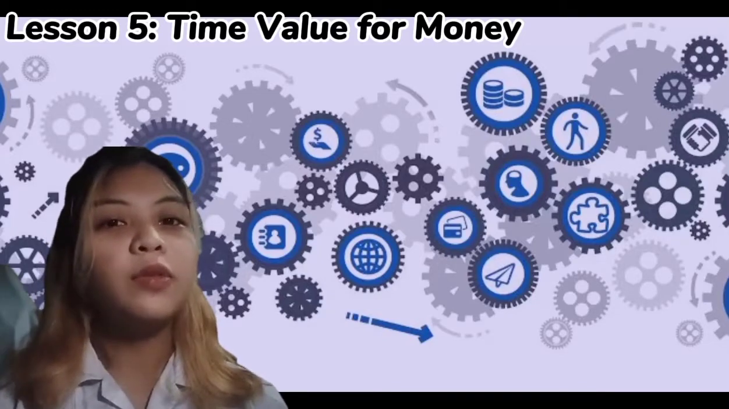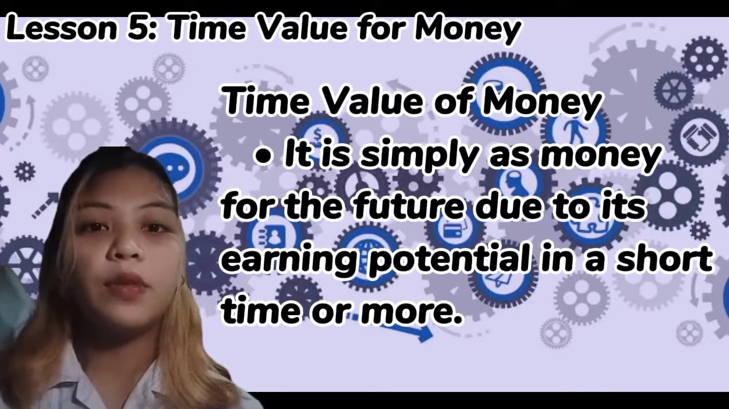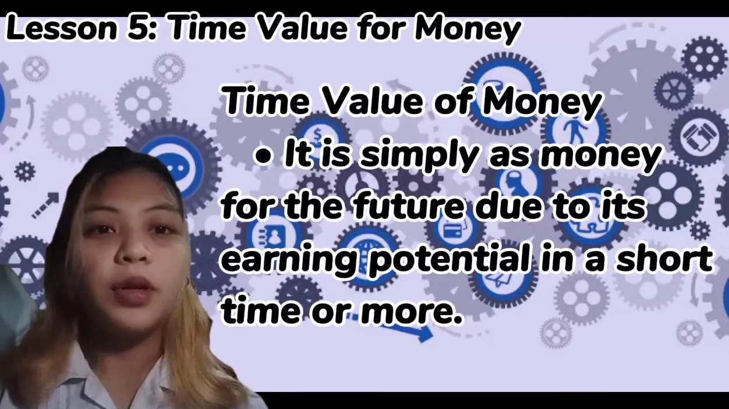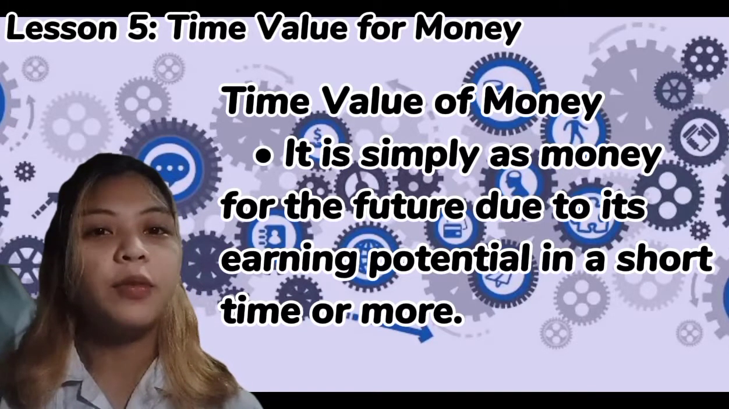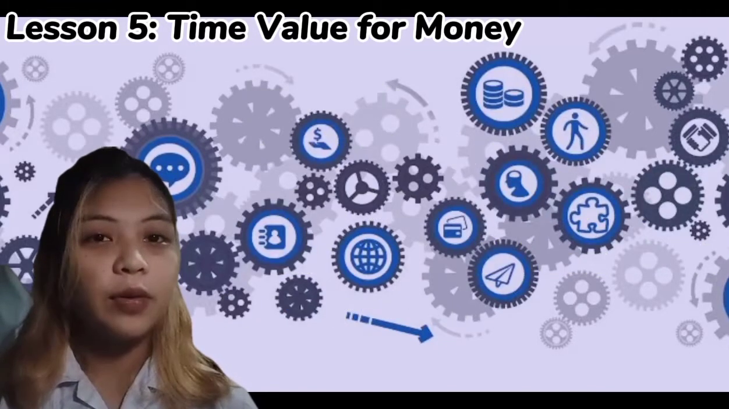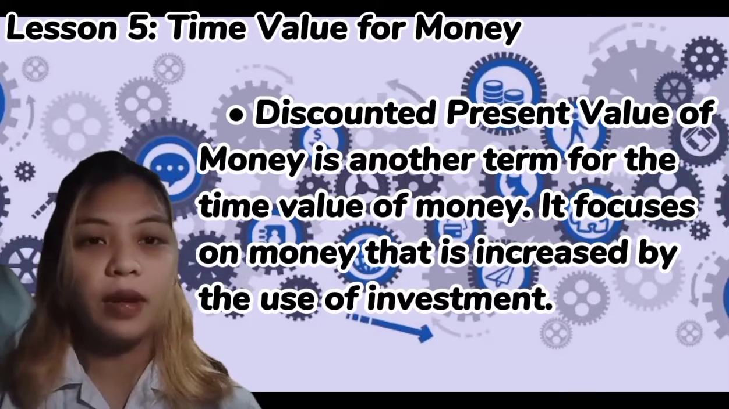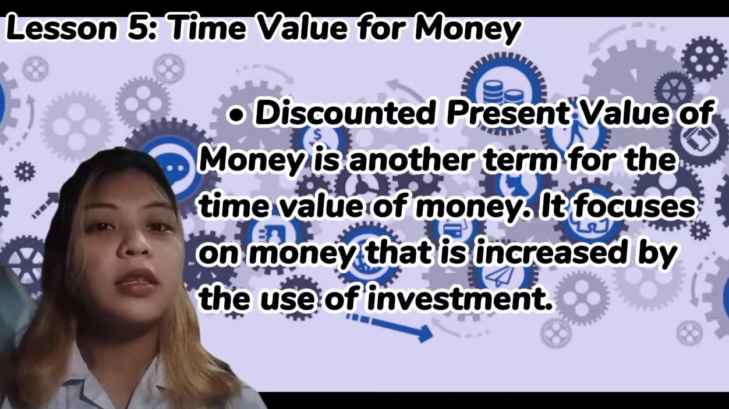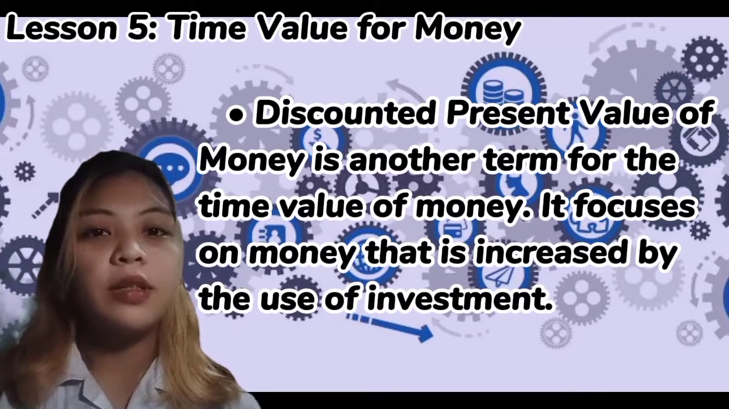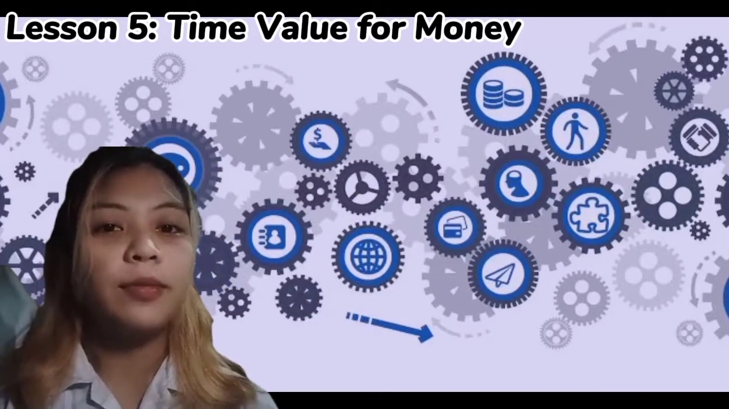First, we need to know what the time value of money is. It is simply that money is worth more now than in the future due to its earning potential. It's also important because it lets clients select what to do with their money, investment, risk, and return. Now, the discounted present value of money is another term for the time value of money. It focuses on money that is increased by the use of investment. In this way, your money may increase because of interest. We are now done with the meaning of time value of money.